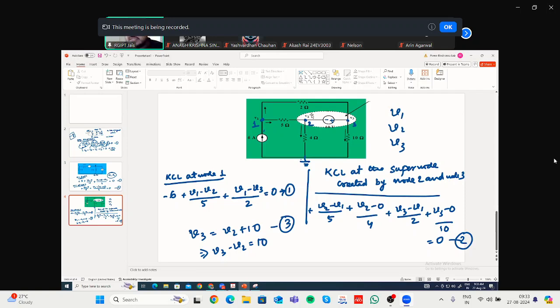Now, whatever queries you have, please let me know. Please see how we have written the equations. The circuit is there in front of you, and how we have written the equations.